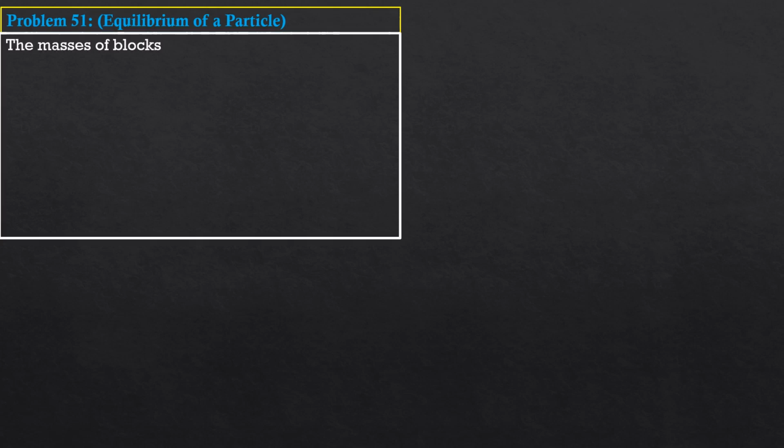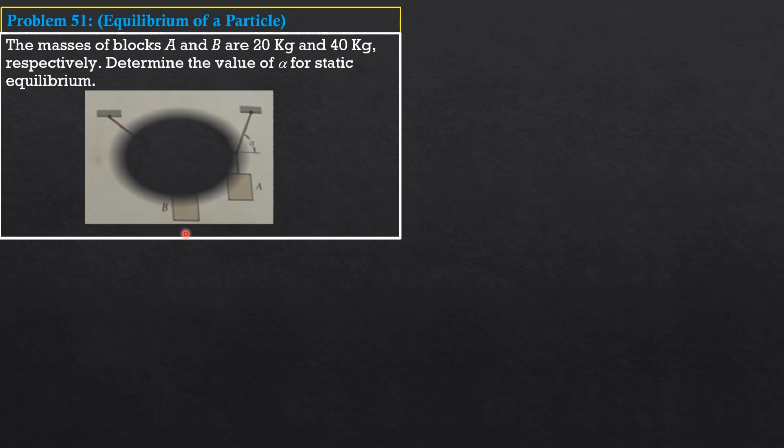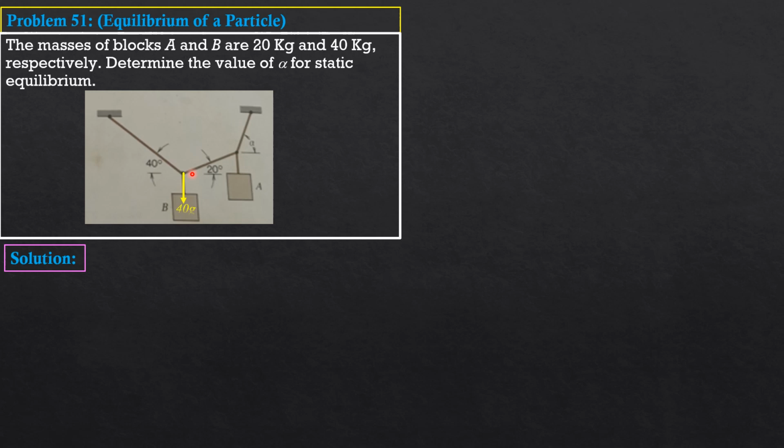Problem 51. The masses of blocks A and B are 20 kilograms and 40 kilograms respectively. Determine the value of alpha for static equilibrium. So here is the given figure. Mass of B is 40 kilograms, so 40g, A is 20g only. So for the free body diagram, I just use the given figure here.